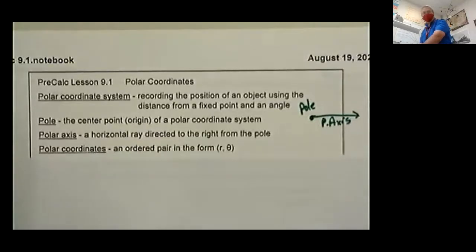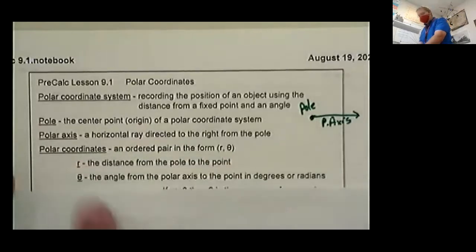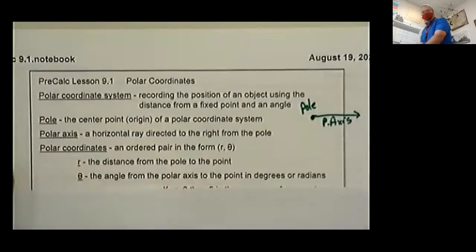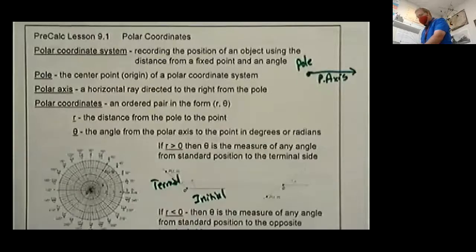We're going to call polar coordinates any ordered pair in the form (r, theta), where r is the distance from the pole to the point. So that's going to give us our length away from the point. And then theta is going to give us our location, the angle from the polar axis to the point in degrees or radians.